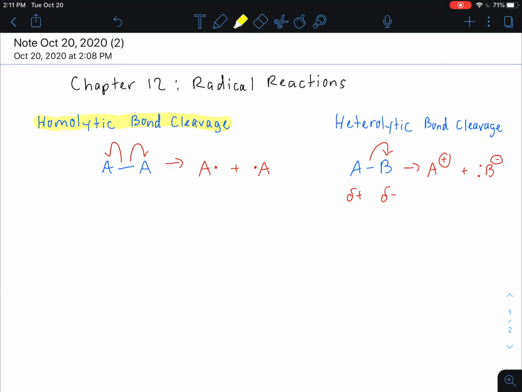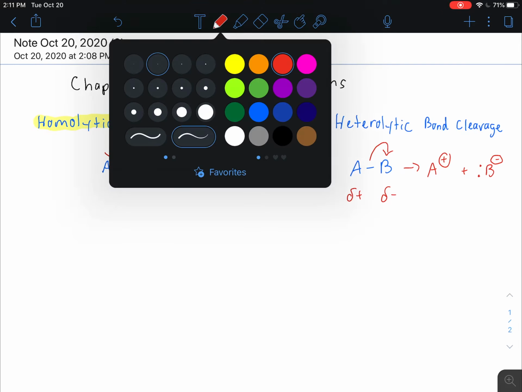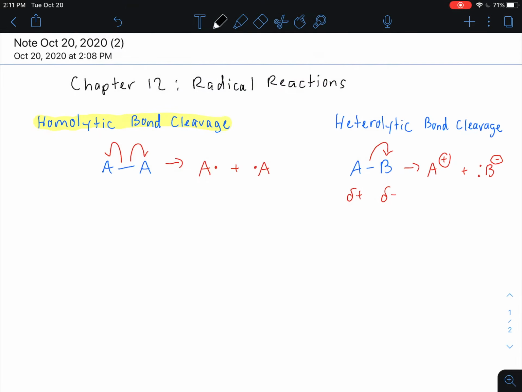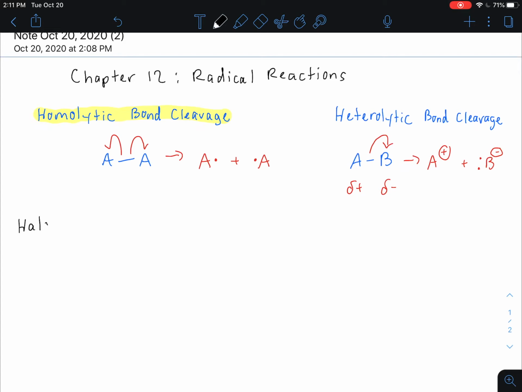So there are three different reactions that we're going to look at in this section, and the first one we're going to talk about is going to be the direct halogenation of alkanes. So up till now we haven't seen any direct reaction on any alkane, but we're going to see that it actually is possible to do that.